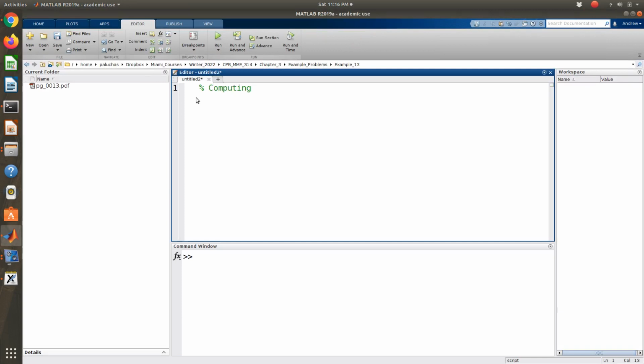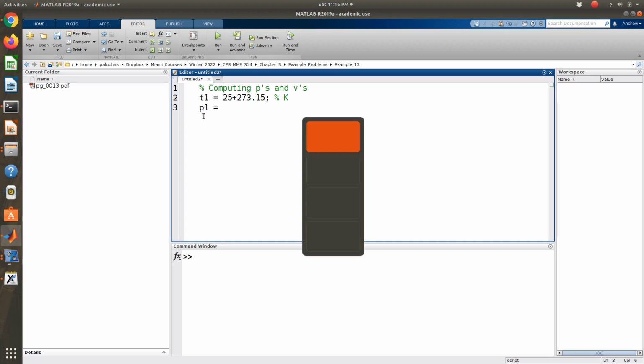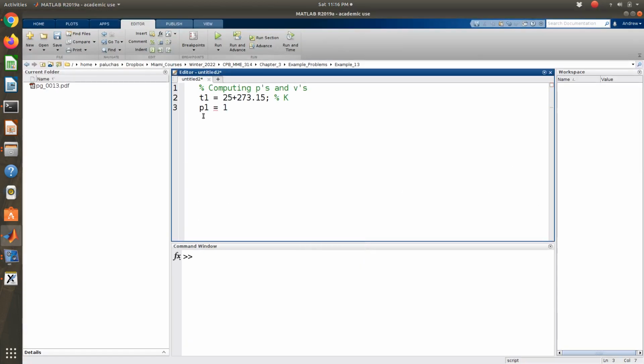And I'll do computing P's and V's. Okay, and so we'll have T1. So T1 is 25, and that's in C. And actually, let me just type it in, 25 plus 273.15. So we'll just convert to Kelvin. So P1, it's 1 bar. And so what I'm going to do is I'm just going to multiply by 1e5, so I know it's in pascals.